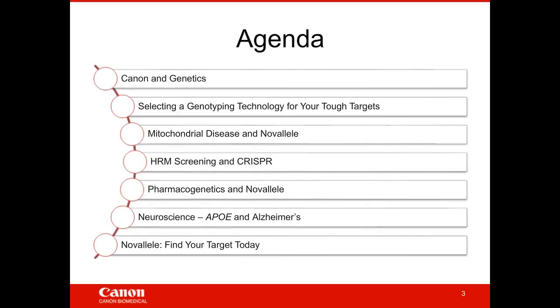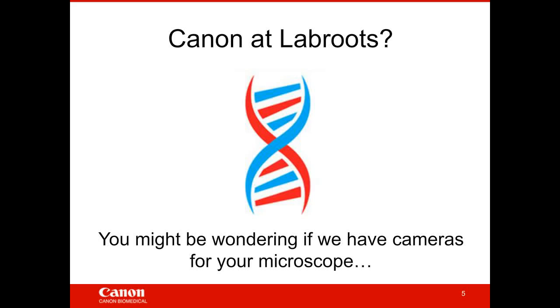Here is just a quick agenda slide of the topics I'll be going over today. Let's get started with Canon and genetics, as I am sure not all of you know that Canon has entered into this field. For those of you who aren't aware of Canon Biomedical, you may be wondering why we are presenting here at LabRoots. You may also be wondering if we are related to the Canon who offers cameras and printers. Well, the short answer is yes, we are the same. However, we are a smaller subsidiary of that larger parent company. The next question you may have is, what do you do? Do you offer microscopes for my cameras, or cameras for my microscopes, or some sort of medical imaging? Well, the answer here is no, but today I will discuss what we do offer.